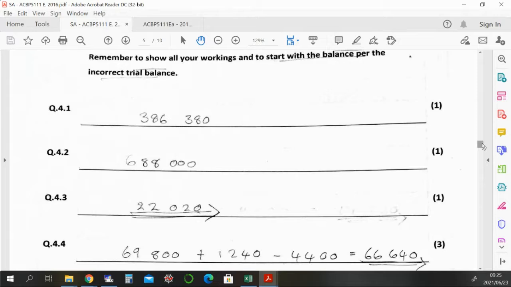This is why I love this question. Because it was not only testing whether you understand what undercast and overcast is, it was also testing how well you know your journals.